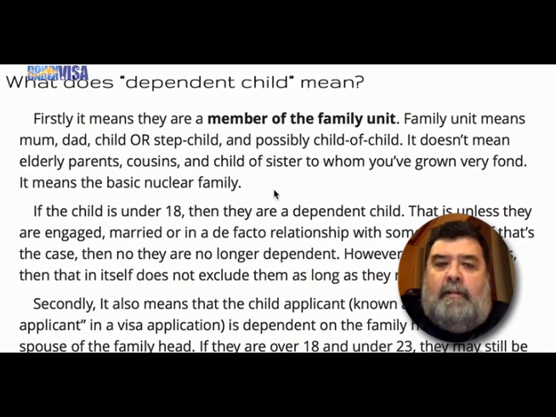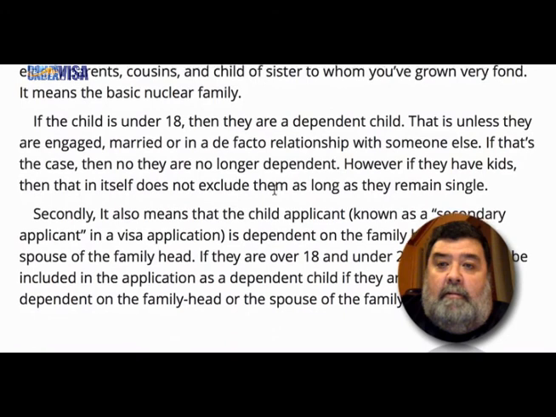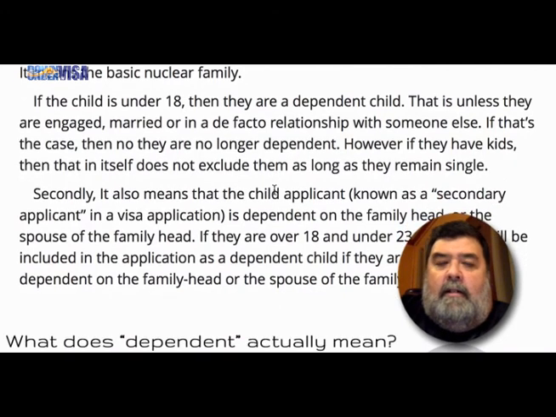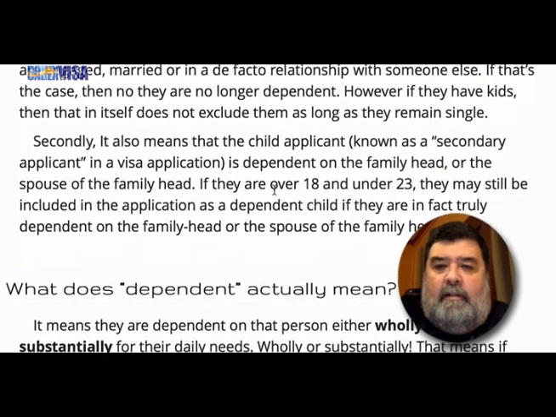Now, if the child is under 18, then yes, they are a dependent child, unless they are engaged, married, or in a de facto relationship with someone else. If that's the case, then they're no longer dependent. It doesn't happen very often, fortunately. However, if they have kids, just the fact that they have kids does not in itself exclude them, as long as they do remain single. Okay, so it does happen.